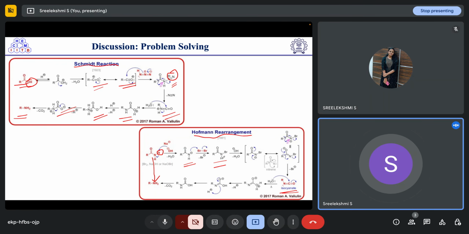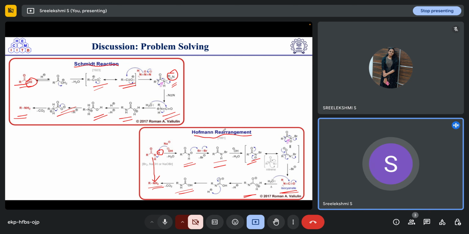And then again treating with base, this will form this N minus, and that N minus can fall over here and this bond will shift over here. And once it is coming back, this O minus will come back, this R group will migrate over this nitrogen, and Br minus will be leaving to get this isocyanate. Then a water molecule attacks the center, this bond will shift over here to get this compound, and then this proton is leaving, and this will take up a proton to get this compound, which upon decarboxylation we will be getting this amine.